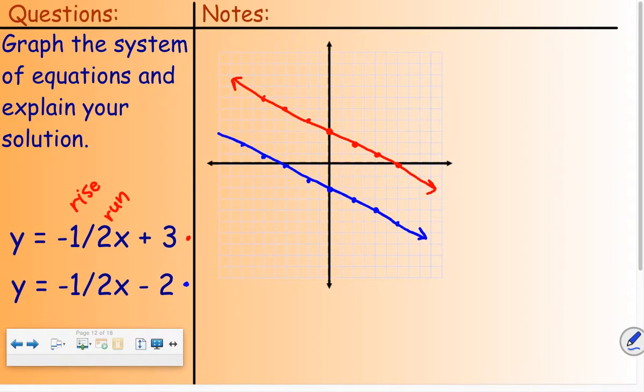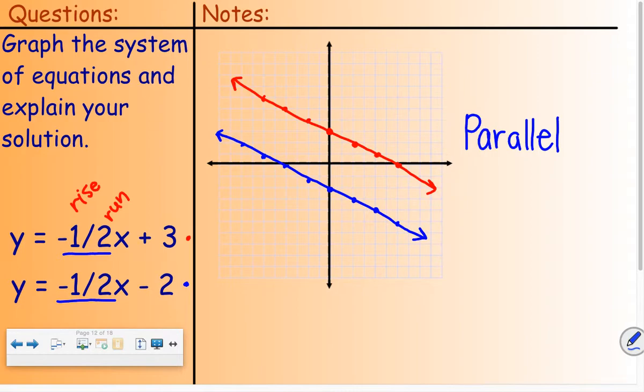So if you look at these two lines, they look like they might be parallel. Now before you say that they're parallel, I would always look at the slopes. Do they have the same slope? Yes, they do. So they have to be parallel. Sometimes lines will look like they're parallel, but they won't have the same slope. So they cannot be parallel if they don't have the same slope.